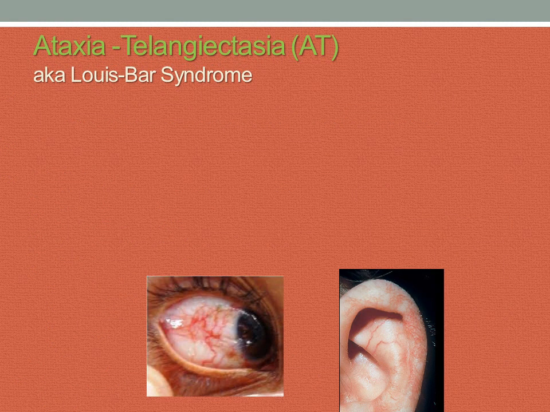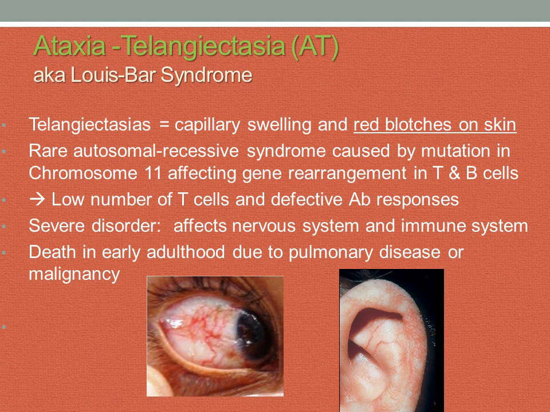The next illness we're looking at is called ataxia telangiectasia. That's a tough one for me to pronounce. I'd much rather say Lewy bodies syndrome. Telangiectasia is a term that means capillary swelling, and that leads to the red blotches on the skin. The ataxia portion of the name refers to an irregular gait or an irregular walk that occurs in people with this disorder because it also affects the nervous system.